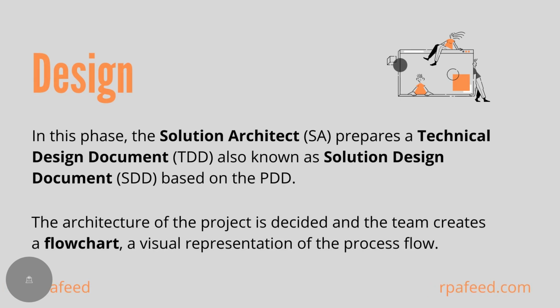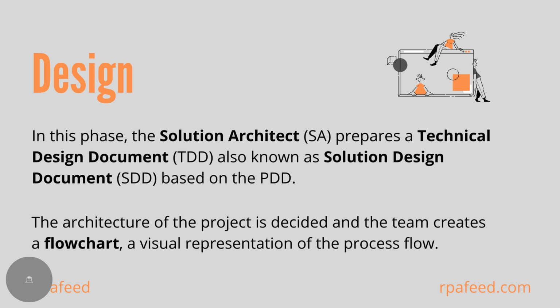So the next phase is the design phase. In this phase, the solution architect prepares a technical document known as TDD, or solution design document, SDD, which is based on the findings from the previous phase. The PDD acts as a reference point in this phase. So the architecture of the entire project is decided and the team creates a flow chart, or visual representation of the flow, of how the process would be automated.